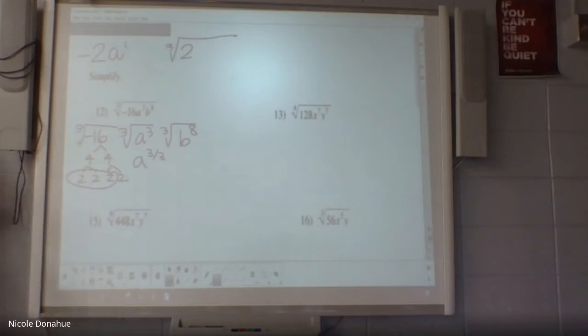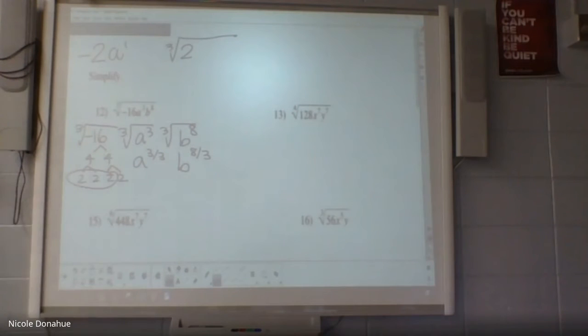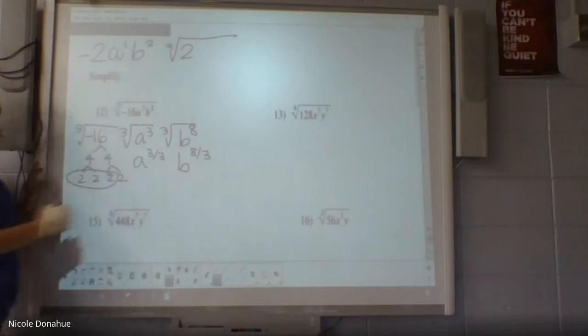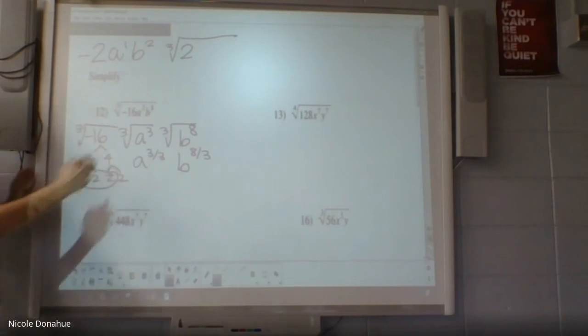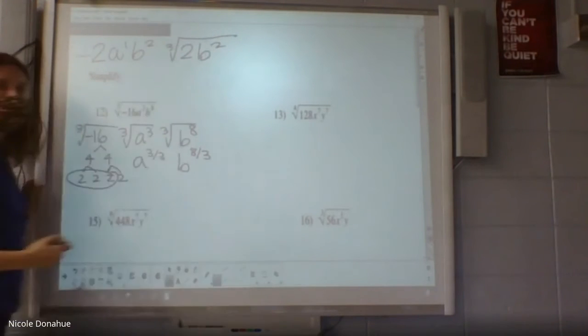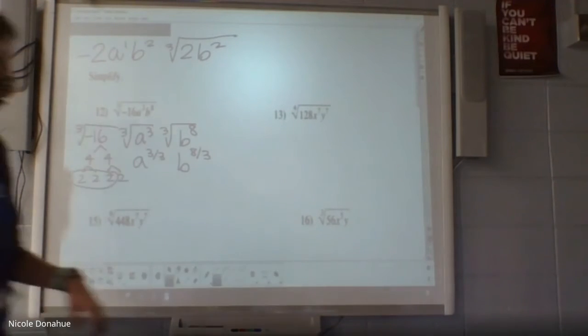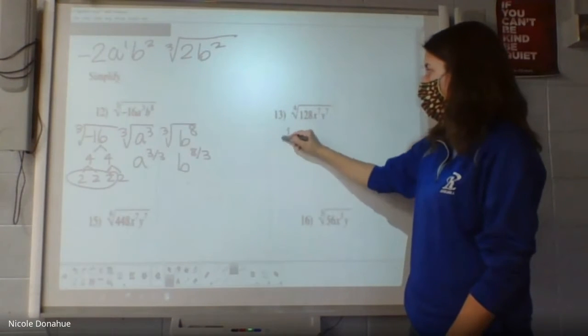Then we have b, again the top over the root. How many times does 3 go into 8? 2 times, because 3 times 2 is 6. So I get to pull 2 b's out. And since it's 6, that means there's a remainder of 2. So there's 2 left inside. Questions there? No. Okay, we're going to do the same thing with these. Kind of all do the same thing.